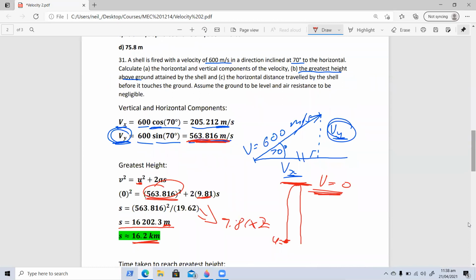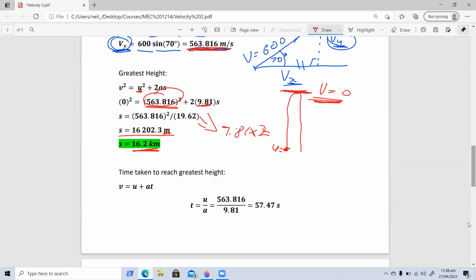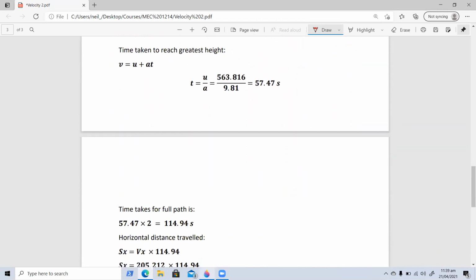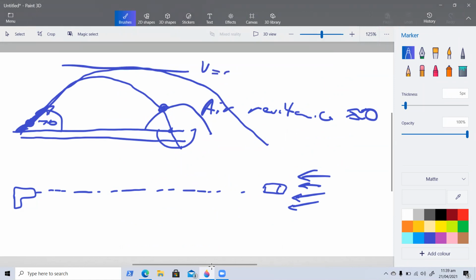Okay, good. So part C, the horizontal distance traveled by the shell before it touches the ground. Because we're firing this shell at the 70-degree angle, it goes up and it falls down because of gravity. It goes up to some highest height, where V is equal to 0. So it travels some vertical height, which we just calculated as 16.2 kilometers.